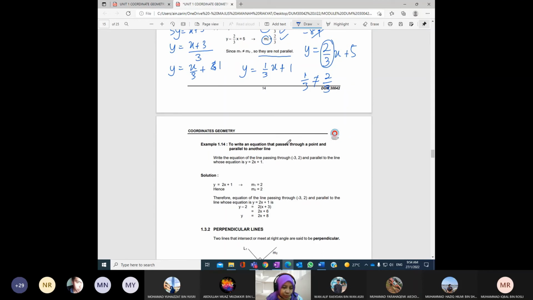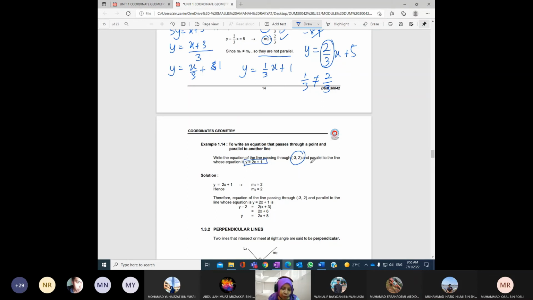To write an equation that passes through a point and parallel to another line. That passes through a point and parallel to another line. Okay, dia bagi satu information. Let's say dia kata, okay, write the equation of the line passing through -3, 2 and parallel to the line whose equation is this one.